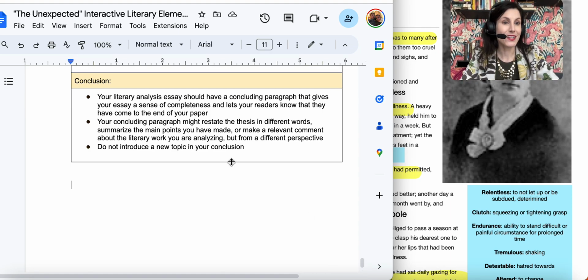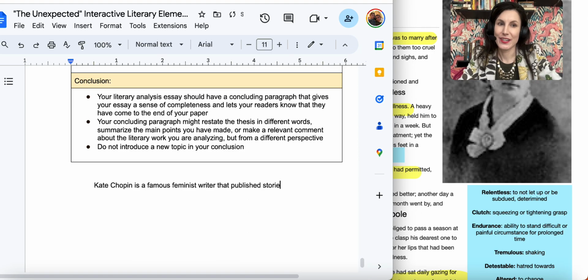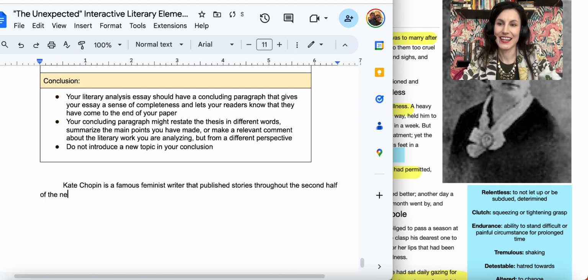All right, here we go. So we're taking a test, and all we have in front of us is a story. We don't need any sources or anything. This is a text-only analysis. Kate Chopin. See, I already want to say something about her. We could say Kate Chopin is a famous feminist writer that published stories throughout the second half of the 19th century. All right, I did introduce her a little bit with some background, but almost any time you're getting a test, it'll be a famous author.